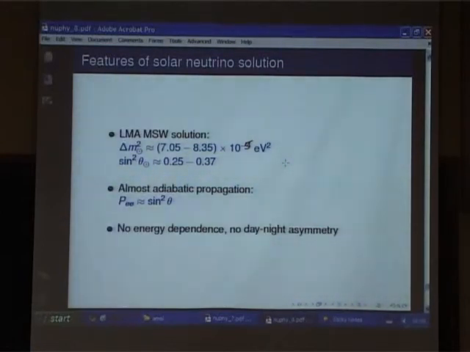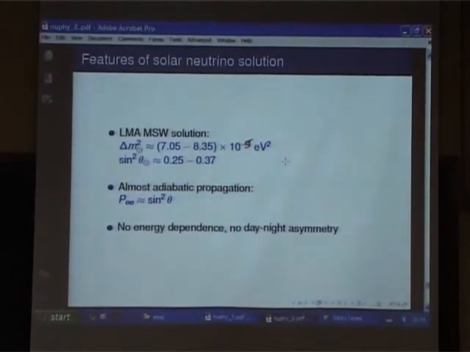So what we'll do starting next week is to try fitting all these things into a 3-neutrino picture. So I expect that before we start it next week, just go through lecture notes and so on.